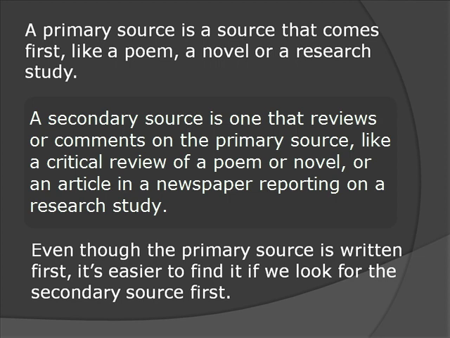A primary source is a source that comes first, like a poem, a novel, or a research study. A secondary source is one that reviews or comments on the primary source, like a critical review of a poem or novel, or an article in a newspaper reporting on a research study. Even though the primary source is written first, it's easier to find it if we look for the secondary source first.